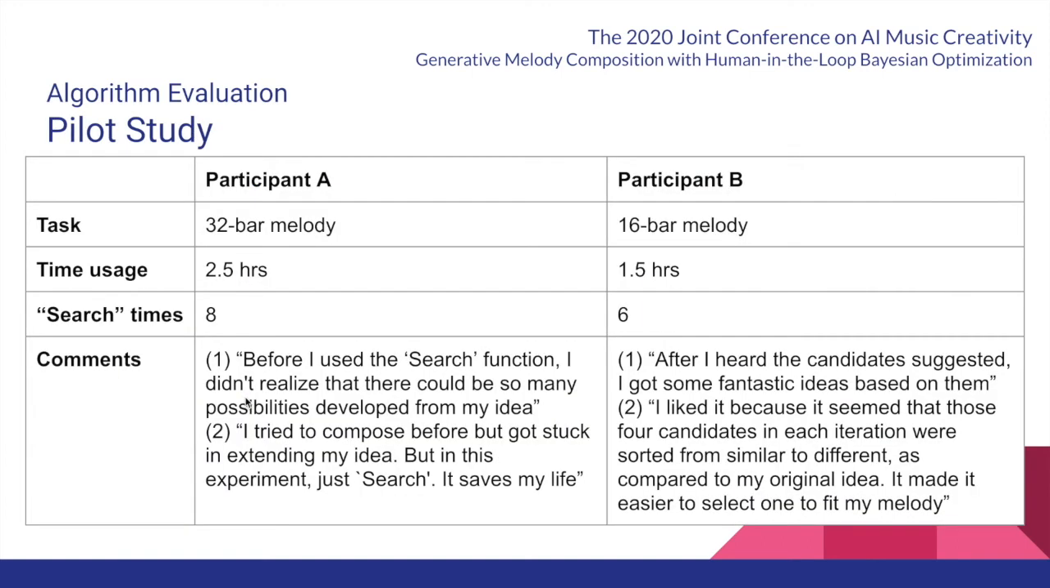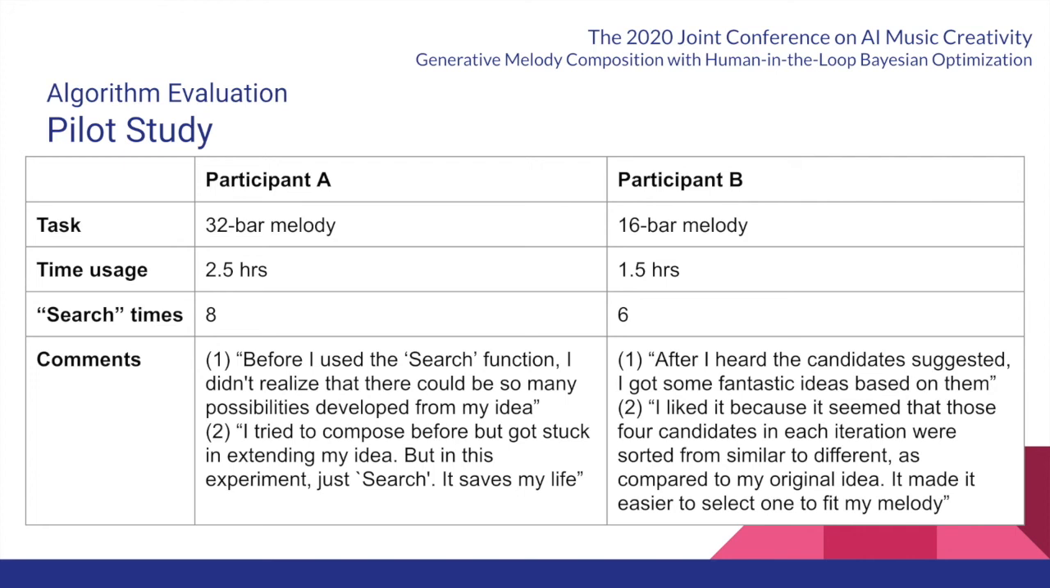We also conducted an informal pilot study with 2 novice composers who wished to compose music but had no formal composition training. We asked one of the 2 participants, A, to compose a 32-bar melody and B to compose a 16-bar melody. During the experiment, the participants were free to compose melodies by themselves or use the search function to get help from the system. When they used the search function, they were asked to go for at least 20 iterations.